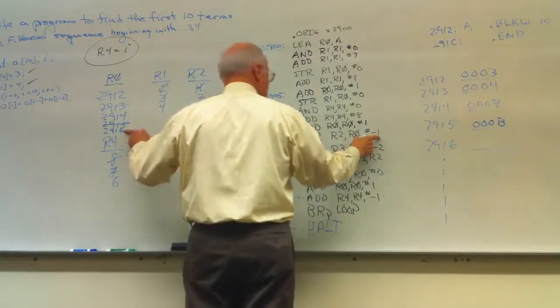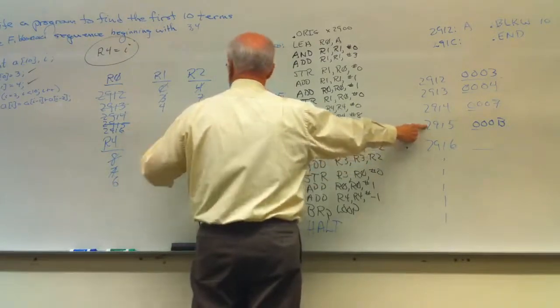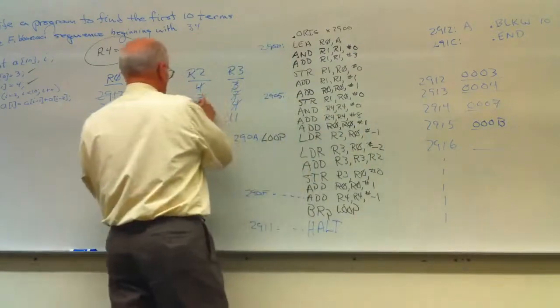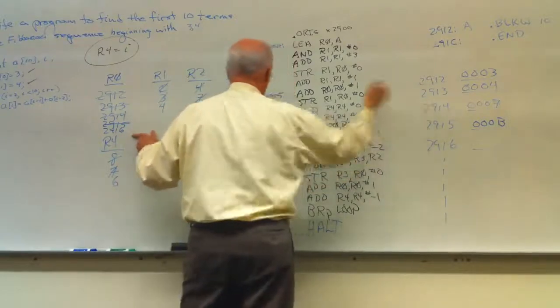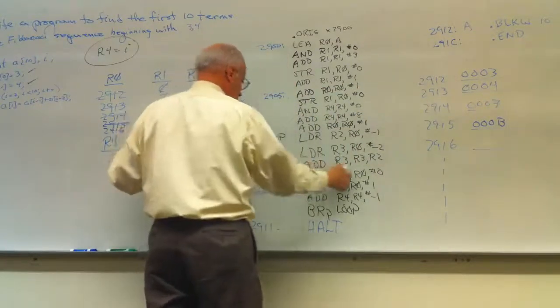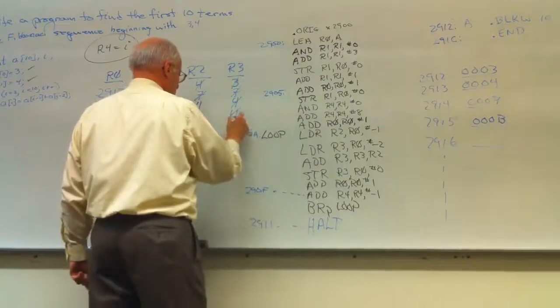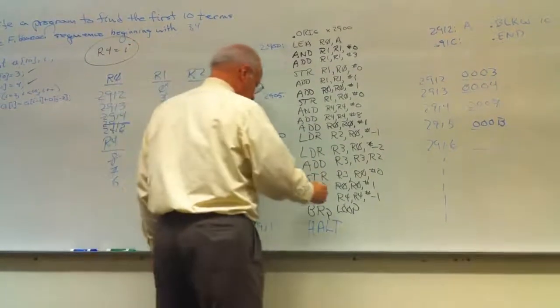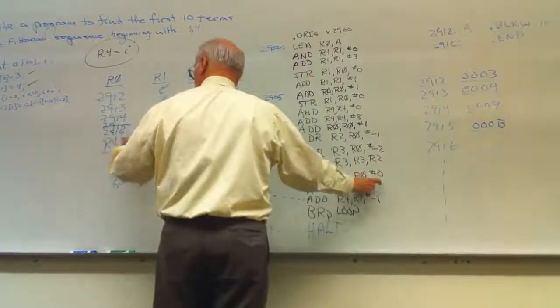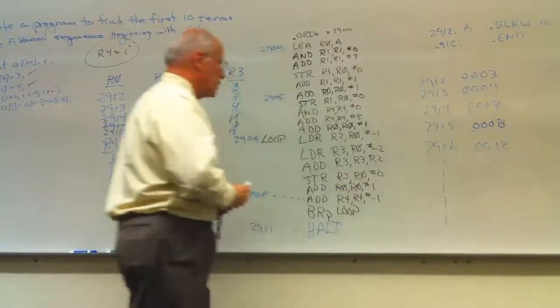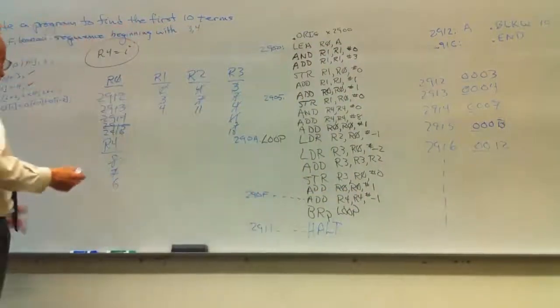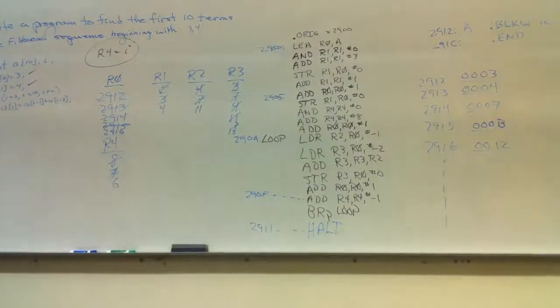-1 onto register 0 is now 2915. That's this location, so I load that into here. -2 gets me at 2914. So I load a 7, add them, 7 and 11 is 18. And then I store that in 2916. I hit my 18 out there and loop again, work my way through it. Okay?